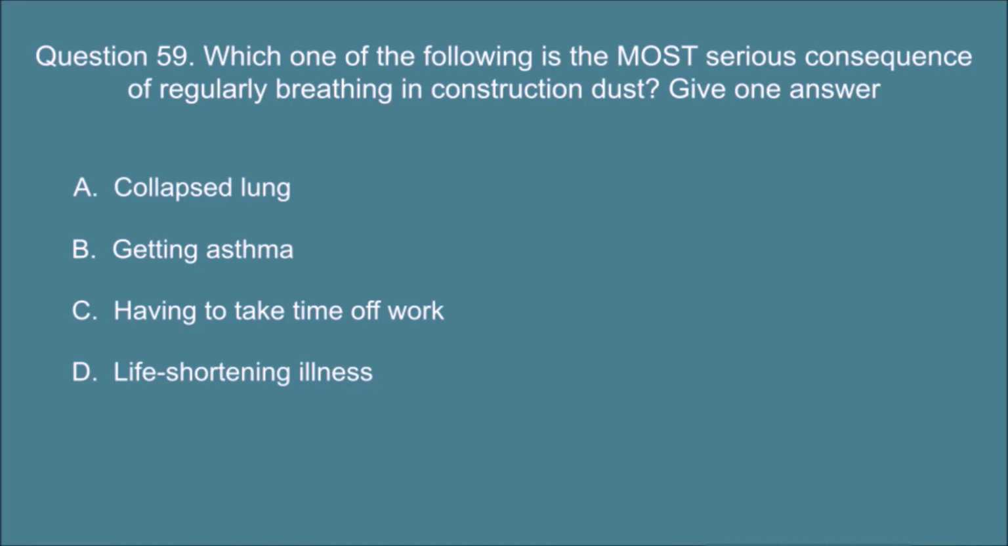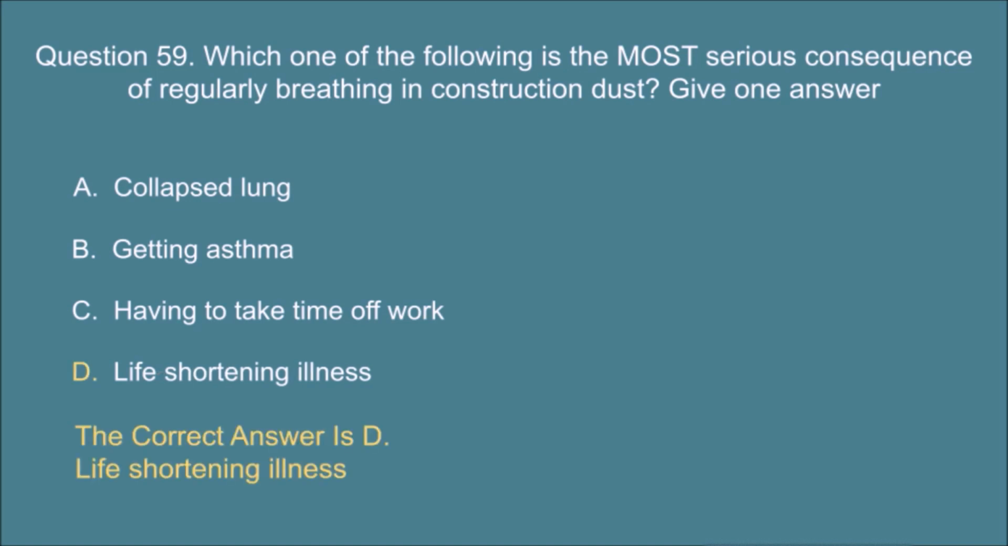Question 59. Which one of the following is the most serious consequence of regularly breathing in construction dust? Give one answer. A. Collapsed lung. B. Getting asthma. C. Having to take time off work. D. Life-shortening illness. The correct answer is D. Life-shortening illness.